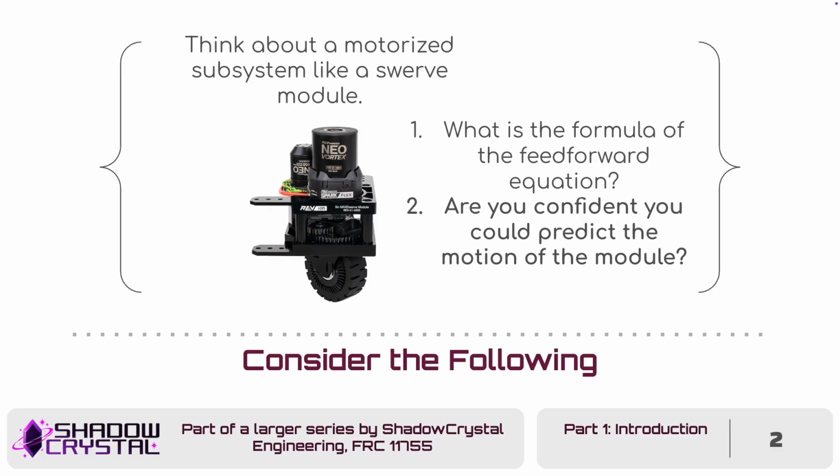So for those of you who are very into FRC, you're probably aware of what this is. This is a swerve module. This smaller motor spins the wheel rotationally. This larger motor drives it across the ground. You'll have 4 of these on a robot to make a full drivetrain.